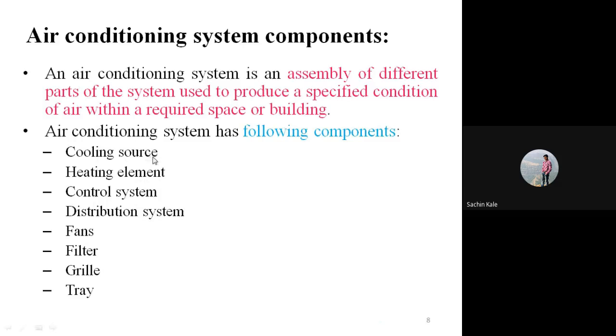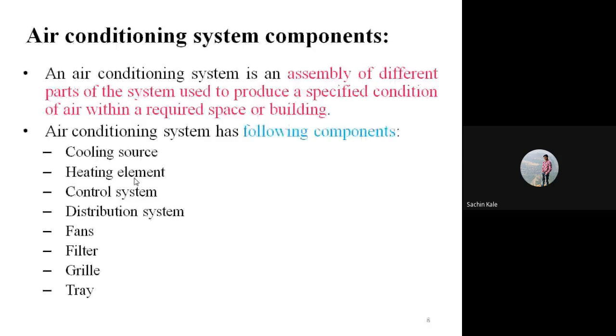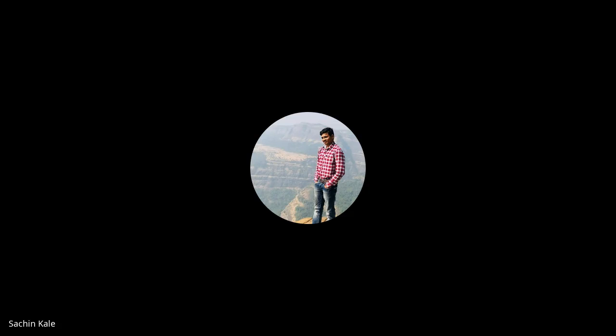Control system. That means if you see split ACs, if you are going to maintain the temperature at, suppose, 21 degrees centigrade, then whenever 21 degrees centigrade is achieved inside the room, the compressor of that AC will automatically become off, and whenever the temperature goes on increasing, at that time the compressor of that AC will automatically become on. So there will be a control system, and that will be called a control system.